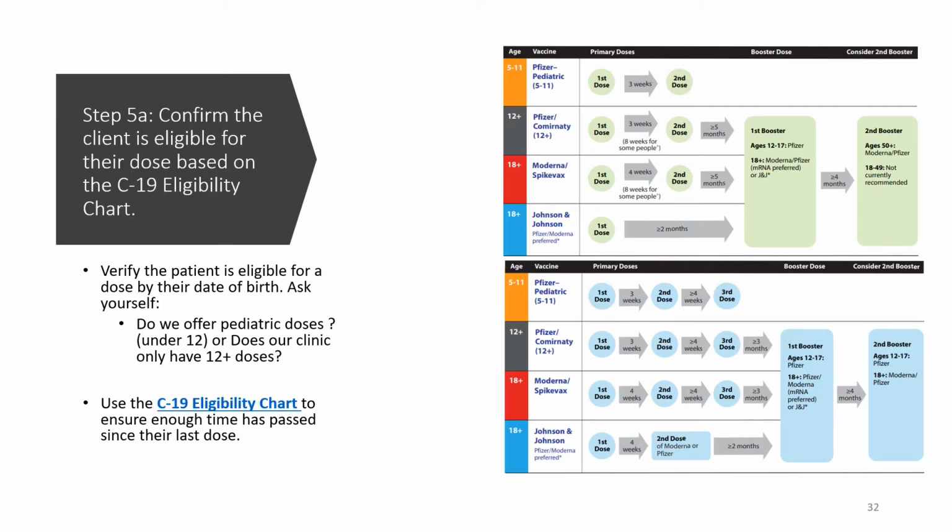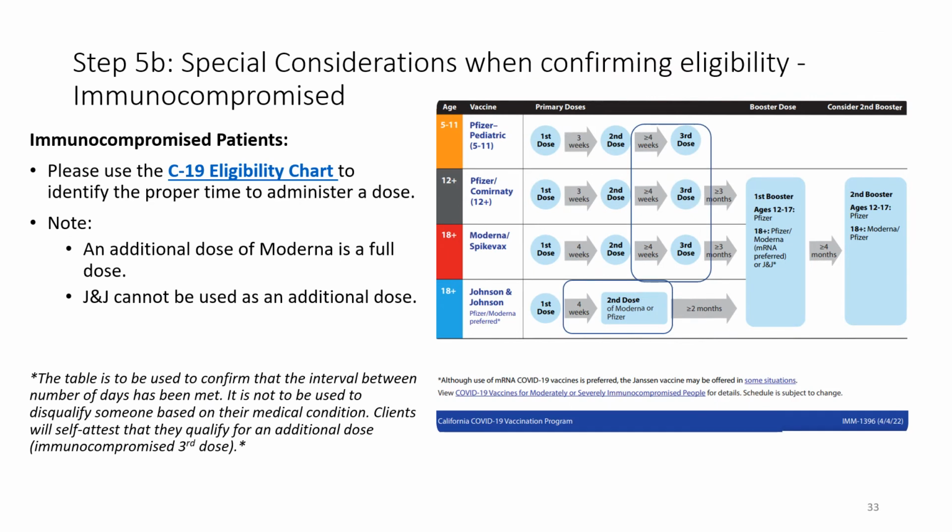Step 5. Verify eligibility. Once the screening questions are answered, please make sure to verify the patient's eligibility with assistance from the eligibility chart. Again, remember that there are special considerations if the patient is immunocompromised, as the timelines are different.